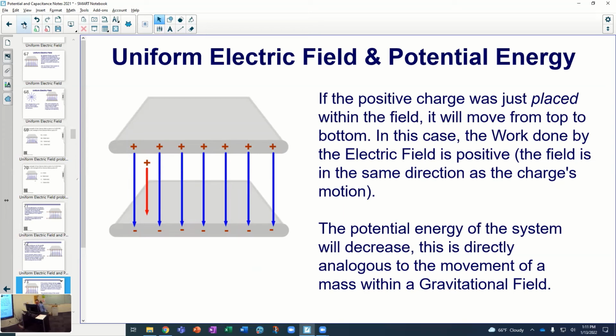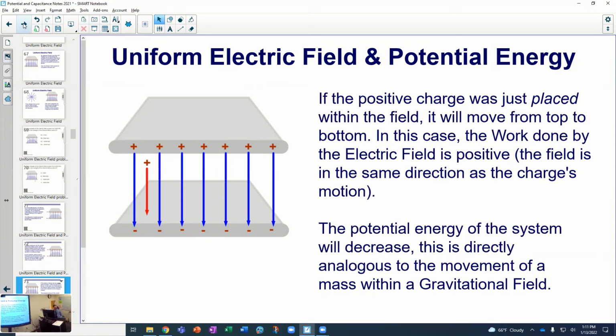If the positive charge was just placed within the field, it will move from top to bottom. In this case, the work done by the electric field is positive. The field is in the same direction as the charge's motion. The potential energy of the system will decrease, directly analogous to the movement of a mass within a gravitational field.